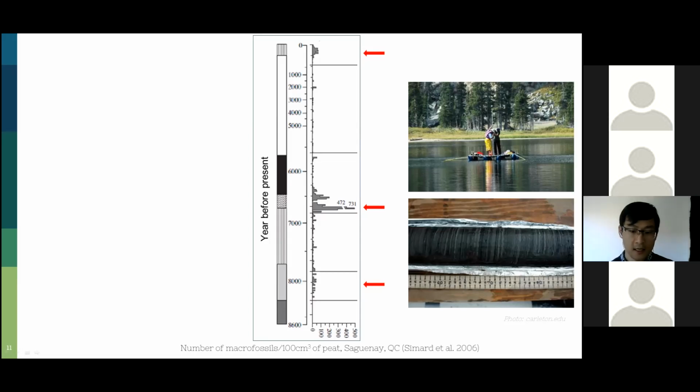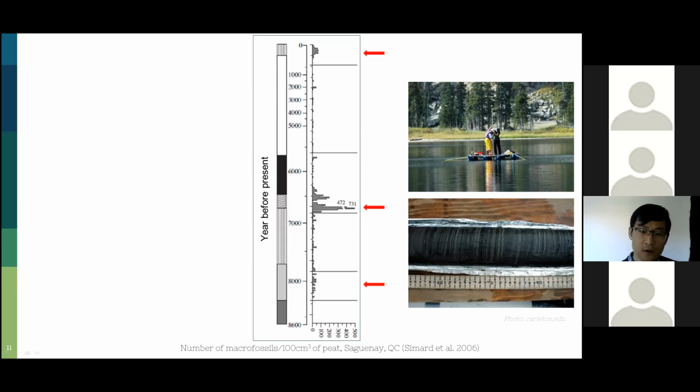And this is just another way to see a longer time series. This is a study that has been done in Quebec. What they did is they extracted a core from the peat, probably like a 3 meter long core, and they counted how many budworm macrofossils were in the core. On the x-axis is how many budworm specimens were extracted from the peat sample. And on the y-axis is the years before present. So that's right now, and that's like 8,000 years ago.